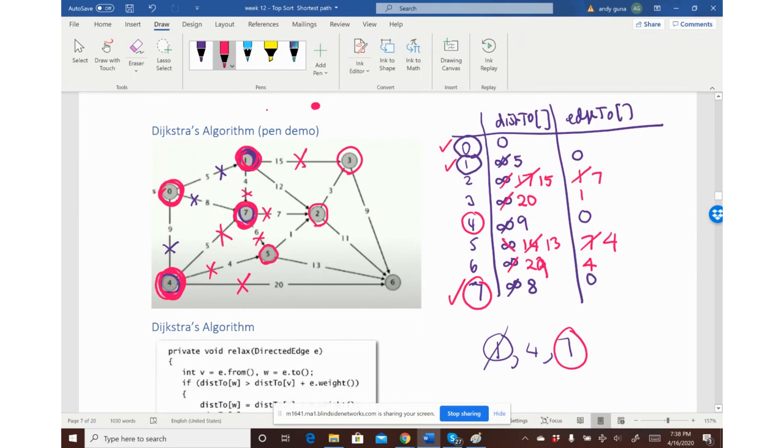Yeah, node number 5. Okay, that has the lowest among 15, 20, 13, and 29. So let's take node number 5 and pick that. Now the question is, can I update 2? Clearly I probably can. Yes, I can update 2, right? Because using the edge from 5 to 2, it's 14.